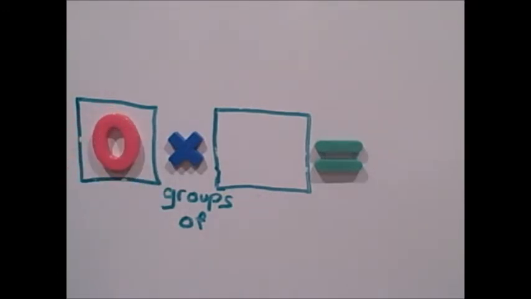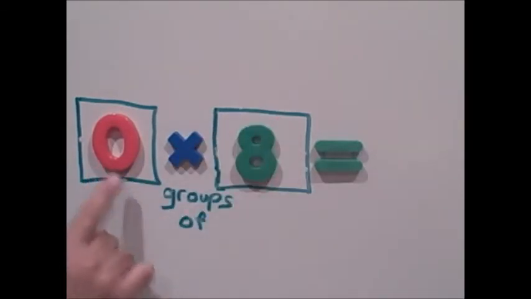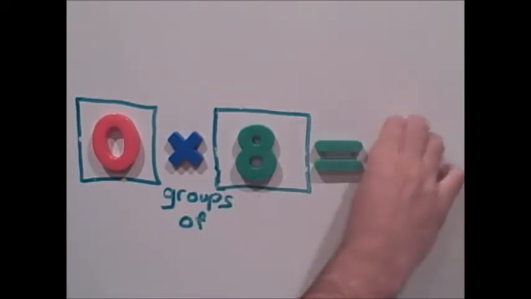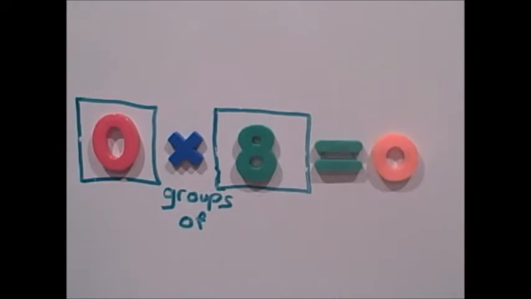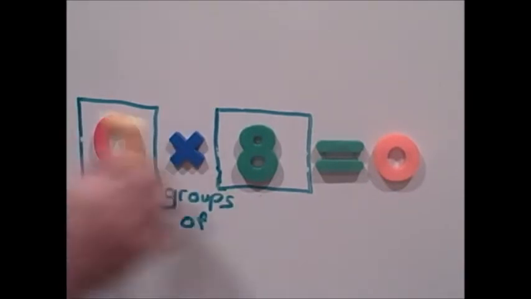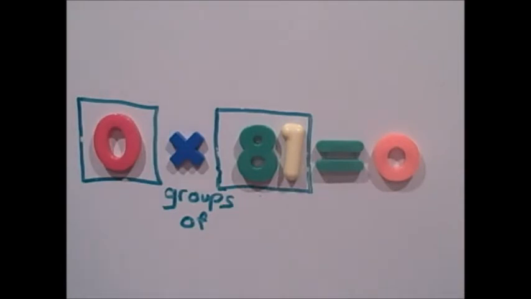Well, that essentially means that we have no groups of a given number. So if we had no groups of 8, clearly we would have nothing because we have no groups. If we had no groups of 81, well, clearly we would still have 0 because we have no groups. No matter what we put here, those no groups will tell us that we are going to have nothing.